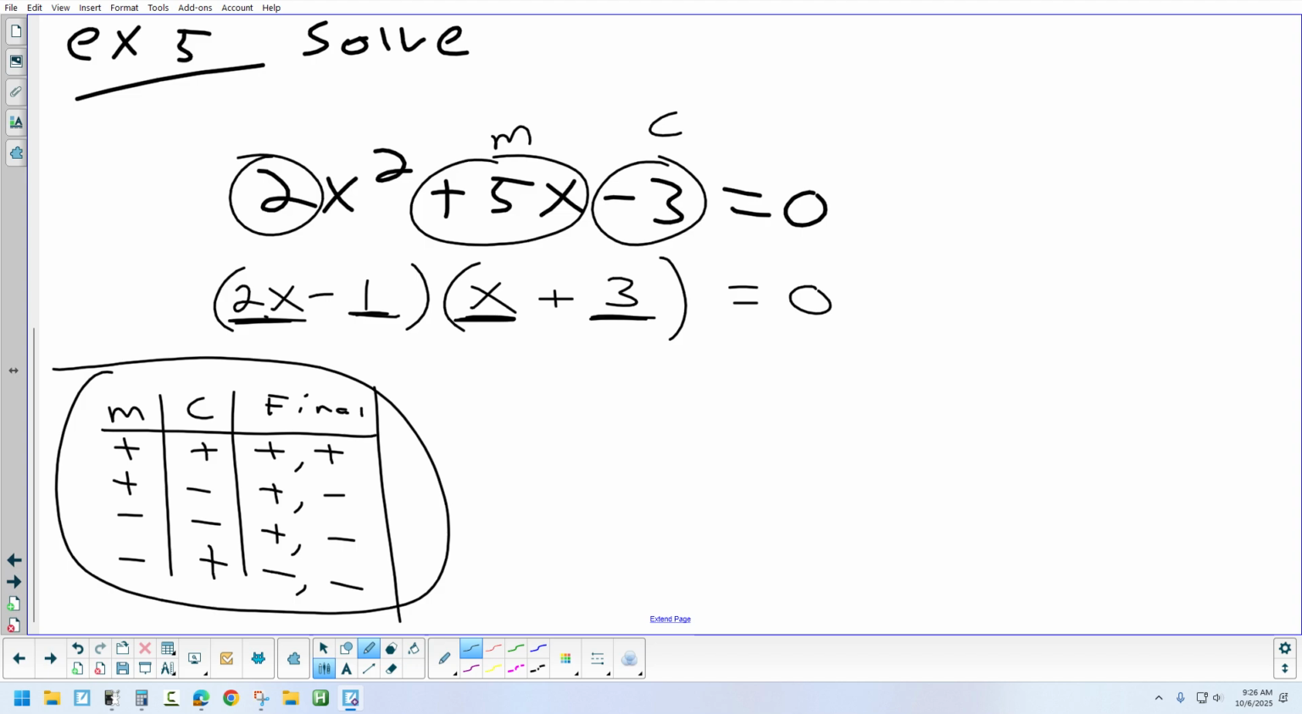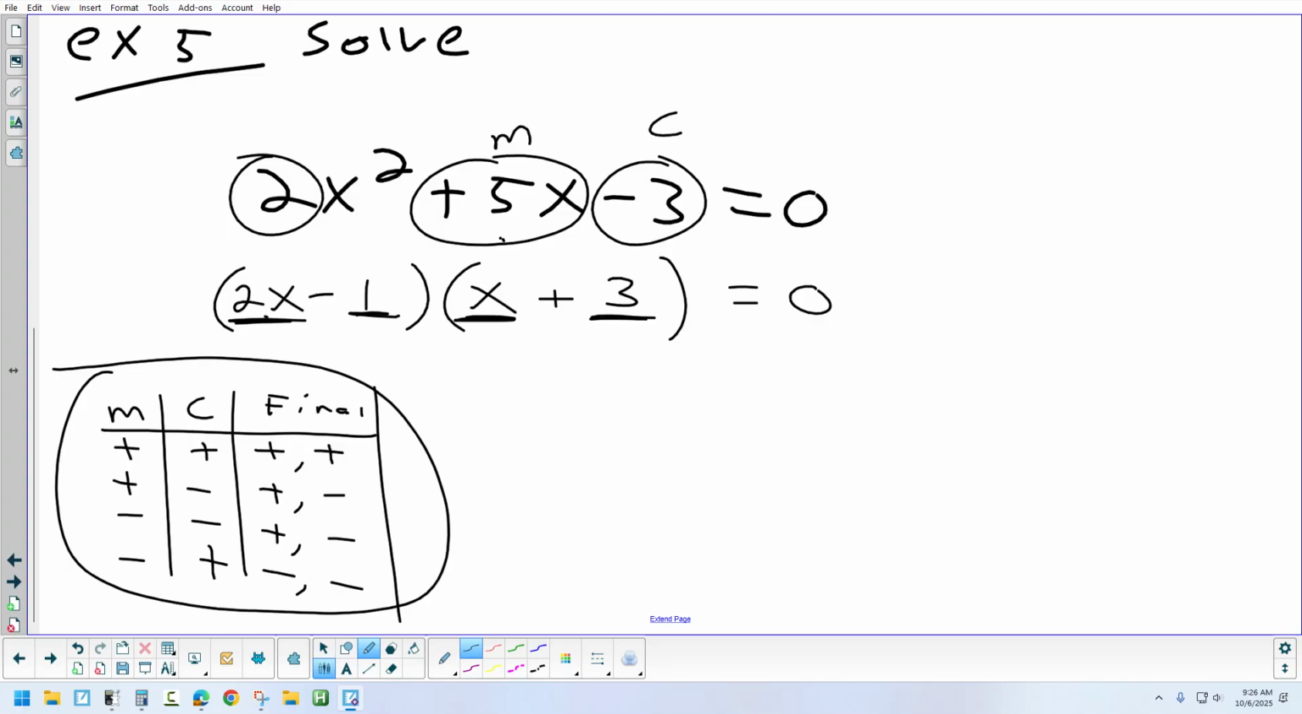Okay, so now this is where somebody had mentioned like FOIL or distributive earlier. That's how you can check this and make sure you did it right. So 2x times x is 2x squared. We know that because we picked those 2 for that to happen. -1 times 3 is -3. Oh, we know that too. We picked those 2 numbers. This is what we didn't pick. We have to see if that works out.